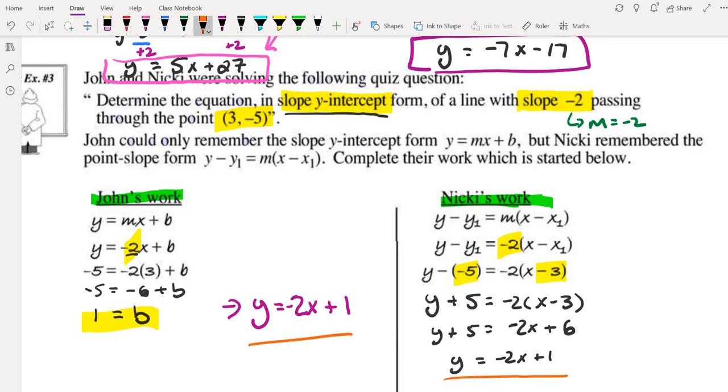And that's what I want you to realize here. It doesn't really matter which method you take. Unless I specifically ask you on an assignment or a test, please use this method. Use whatever method works for you. Let's move on to the next question.